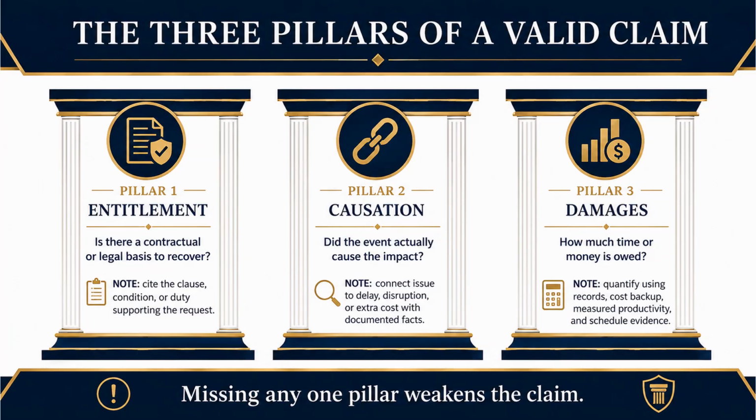And here's the whole point. Missing any one pillar weakens the claim. You can have a rock-solid right to recover and a perfectly documented cause, but if you can't quantify the damages, your claim is weak. Or you can have clear damages and entitlement, but if you can't prove causation, it collapses. All three, or it doesn't stand. Entitlement, causation, damages. Say it in your sleep.